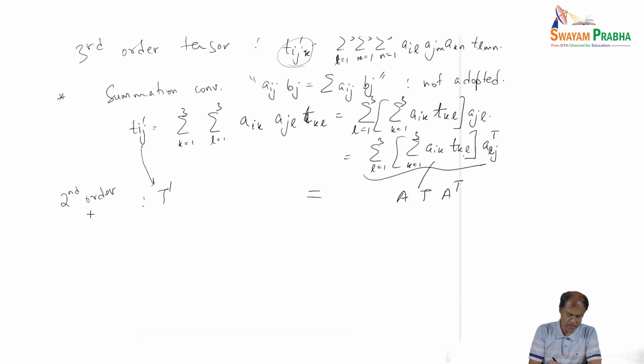So this is how a second order tensor is defined via the matrix of coordinate transformation A. So second order tensor, right? So then what we have is that let us look at some examples.